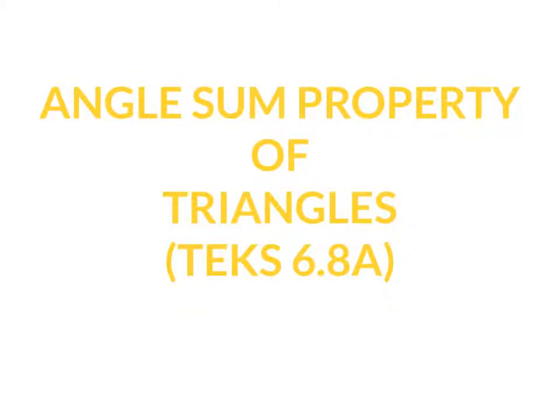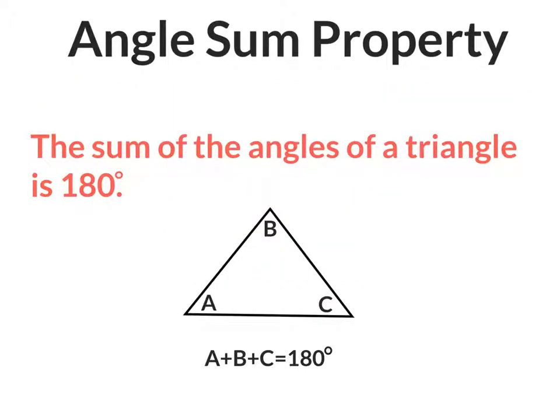In this lesson, we'll be learning about and practicing with the angle sum property of triangles, meeting the requirements for TEKS 6.8A. The angle sum property says the sum of the angles of a triangle is 180 degrees. I have an example here on the screen, but it's important for you to understand. This property applies to every and all triangles. Any and every triangle. The sum of the angles of a triangle is 180 degrees.